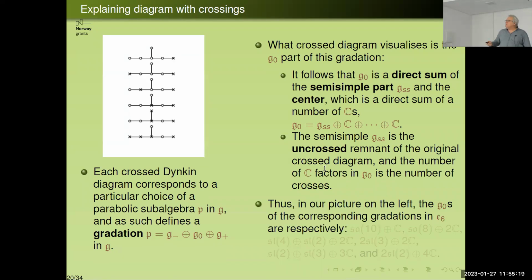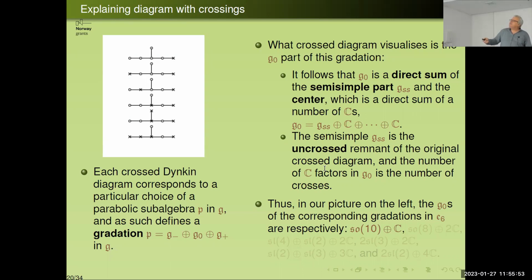So for example, in our first picture on the left, the gradation corresponding to this cross in E6 says that G0 is actually having this part here, which is the diagram for D1, 2, 3, 4, for D5, right? So there is D5 here as semi-simple part plus 1C. So actually the G0 in this gradation chosen by this cross is essentially SO10 plus C.